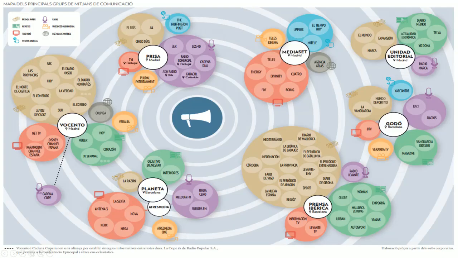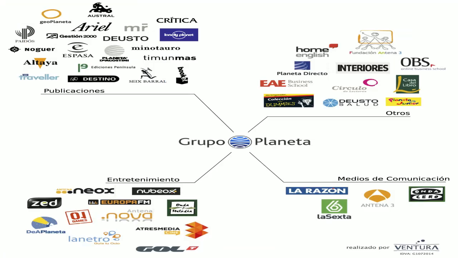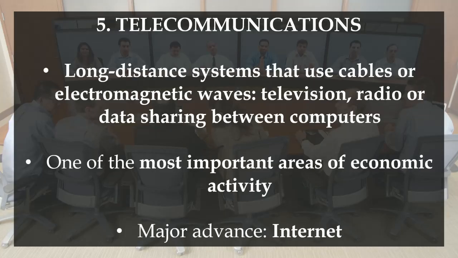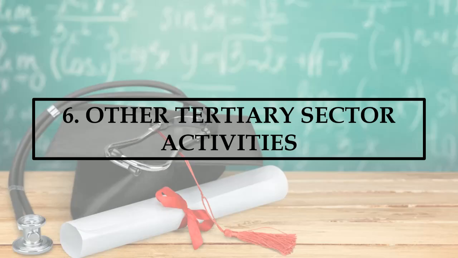This also happens in Spain, in which we have 4 or 5 big media corporations which control all the information, the biggest one being El Grupo Planeta. So this is a very easy part, the telecommunications. We have to know the definition, that it's one of the most important areas of economic activity, and the major advance is the internet.